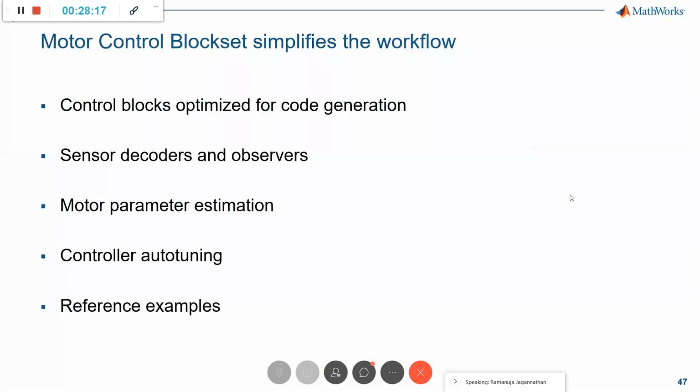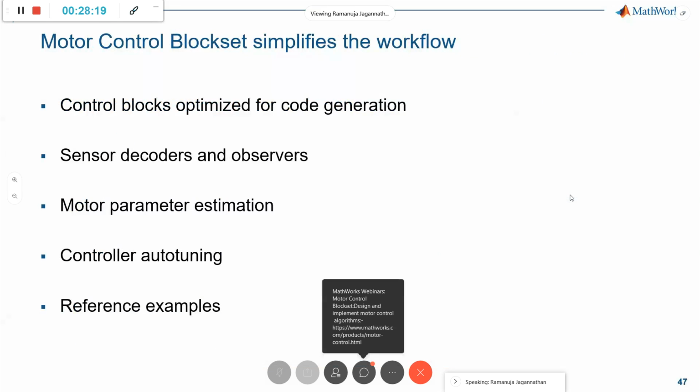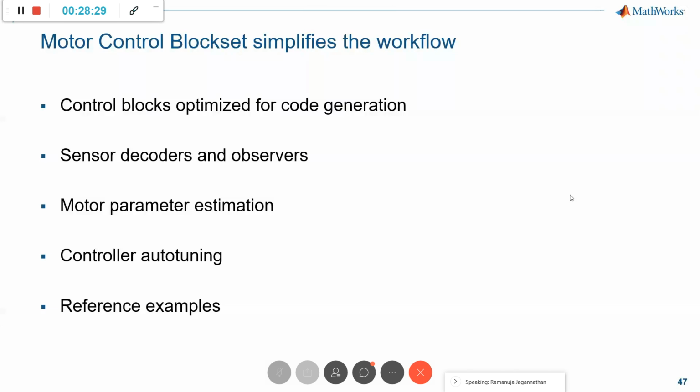Now, in 20A, we added a new product called the Motor Control Blockset, which enhances your motor control design workflows. So firstly, Motor Control Blockset provides you off-the-shelf blocks which are used for your Park transforms and which can also be used for your sensor decoders and sensorless observers. Now, these blocks are implemented in such a way that the code which is generated from them is more efficient and could run at much faster rates on your embedded hardware. Now, additionally, there are workflows such as parameter estimation and controller auto-tuning, which we'll be seeing shortly.